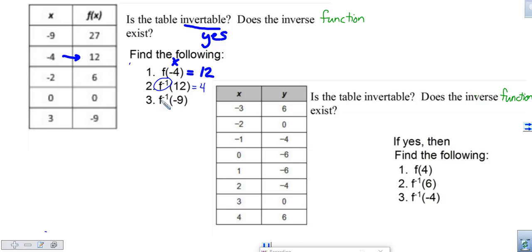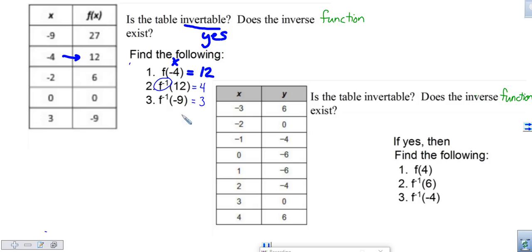Then this one asks for the f inverse of -9. See how we have two different -9s? We start with the one that's at the y value because it's the opposite of this one. So we'd start here and go that way, and you'd end up with 3.